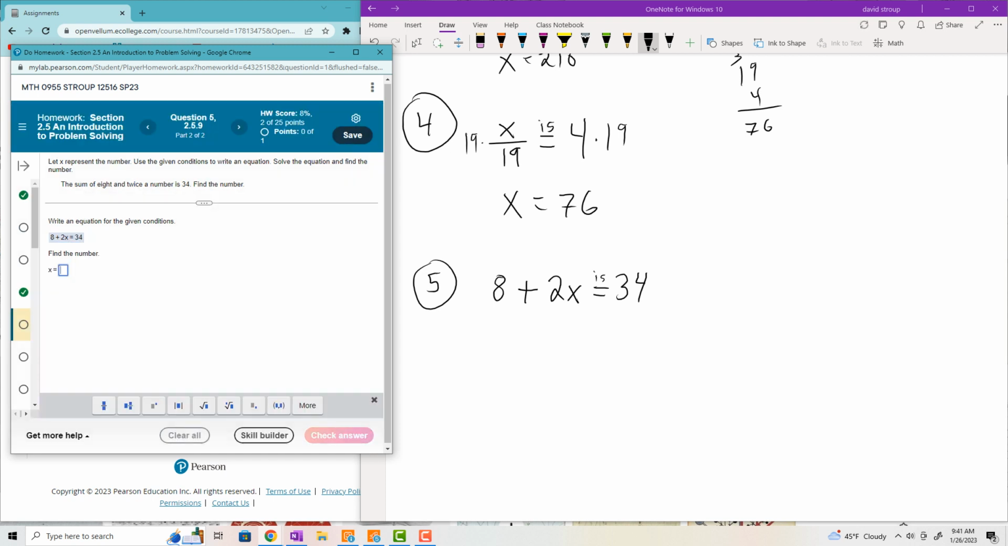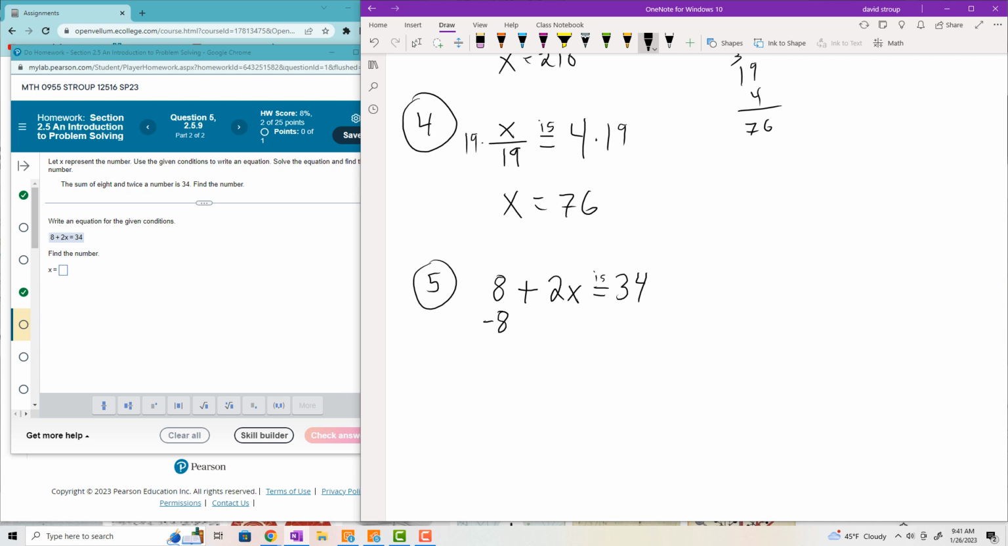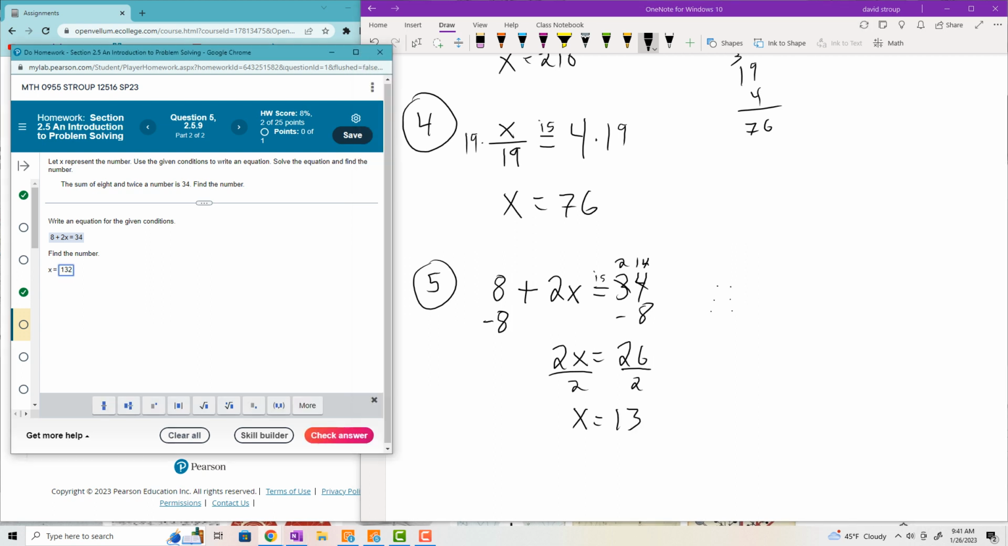And then solve the equation. So we'll isolate the 2x using the addition property. A little bit of arithmetic. 8, 9, 10, 11, 12, 13, 14. So there's 6 of them. 26. Divide both sides by 2. And we get 13. So looks like 13. Make sure you type it in correctly.